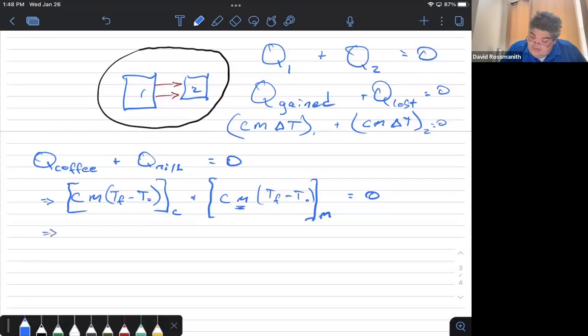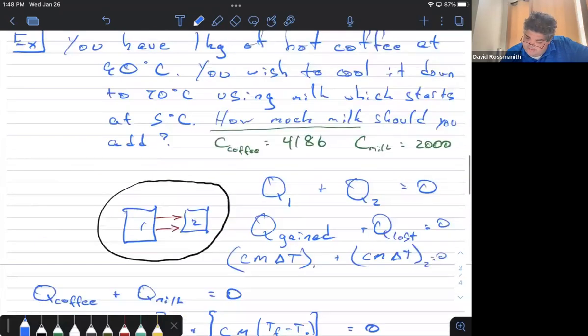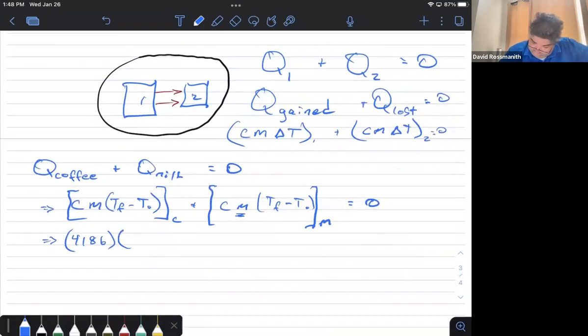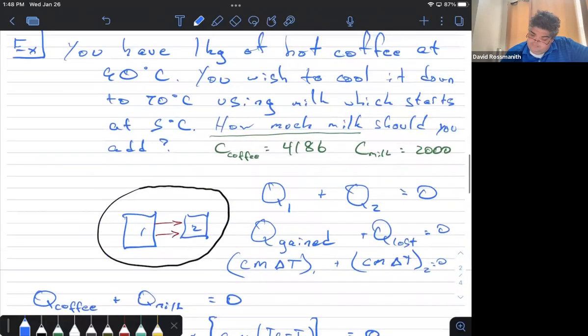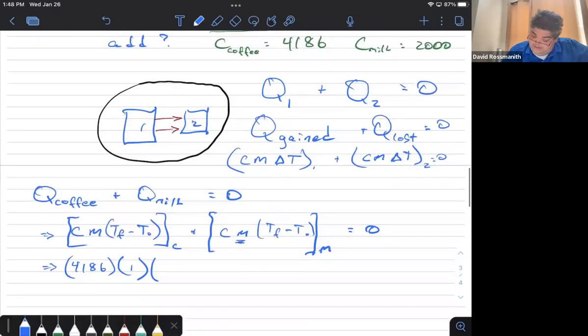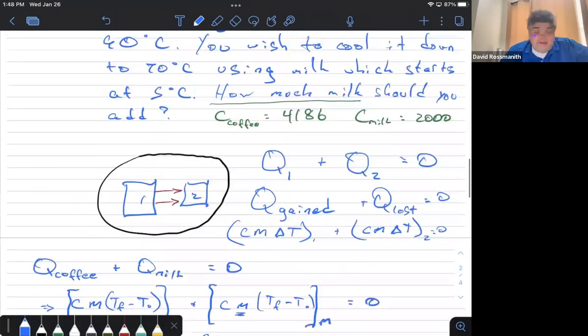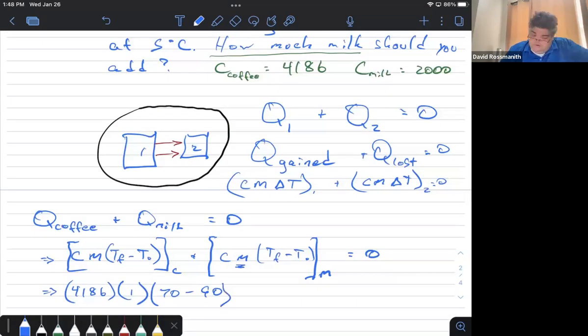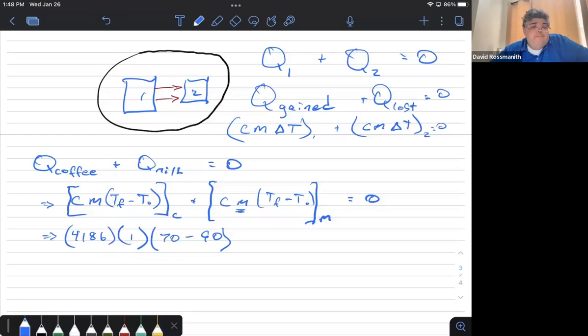All right, specific heat for the coffee, I was told in the problem, use 4186. So 4186. The mass of the coffee, how much coffee did I have? 1 kilogram. So 1. Then I have the coffee final temperature. Well, what I want is to add enough milk such that the coffee goes down to 70 degrees. So its final temperature should be 70, and it started at 90, I believe, right? Yeah, 90. So there's all the information about the coffee.